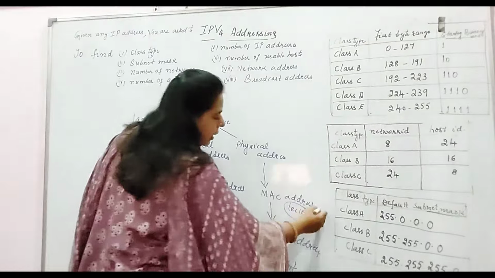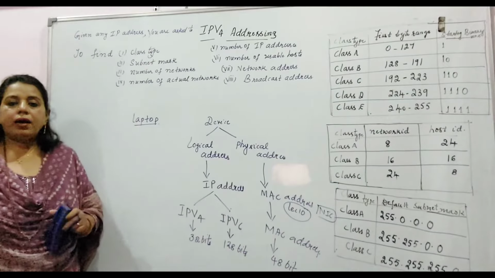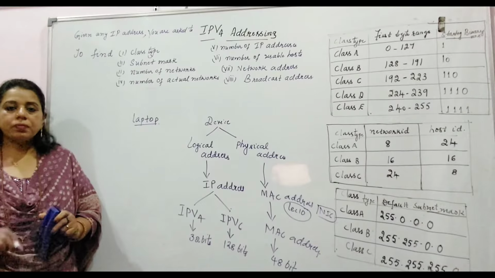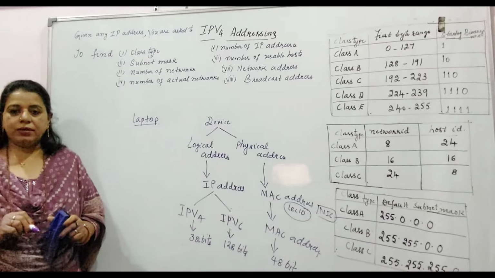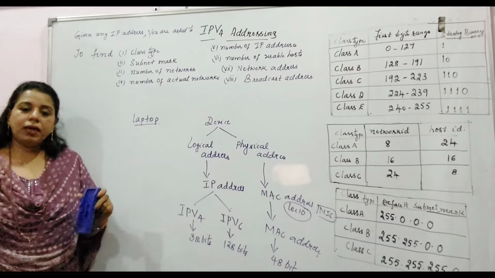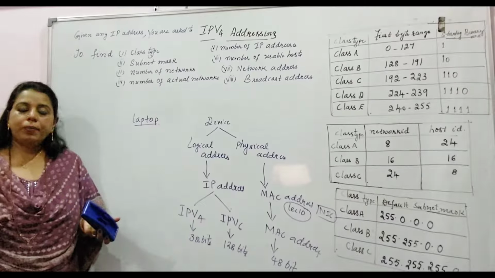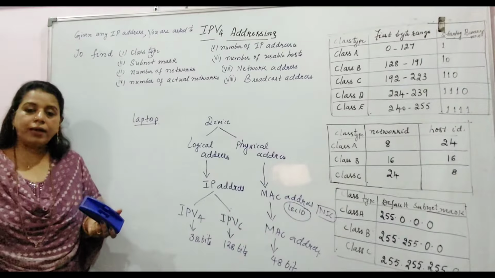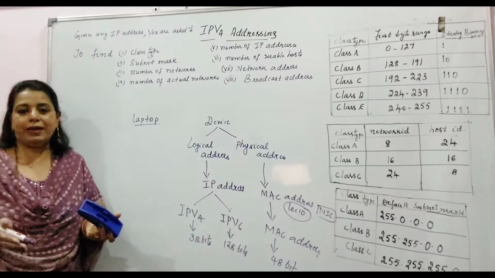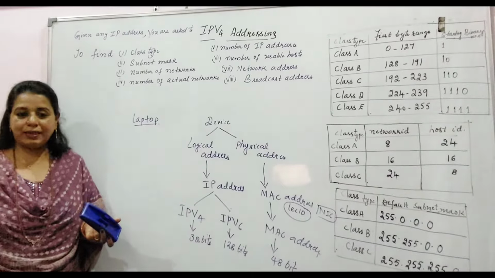Actually the heading is NIC, Network Interface Card. On this network interface card is printed a 48-bit MAC address. So that is the physical address for the device. But physical address is sufficient only when you are able to communicate in one network. Suppose you want to communicate from one network to another network, then you require a logical address. And logical address is what? IPv4 address or IPv6 address.